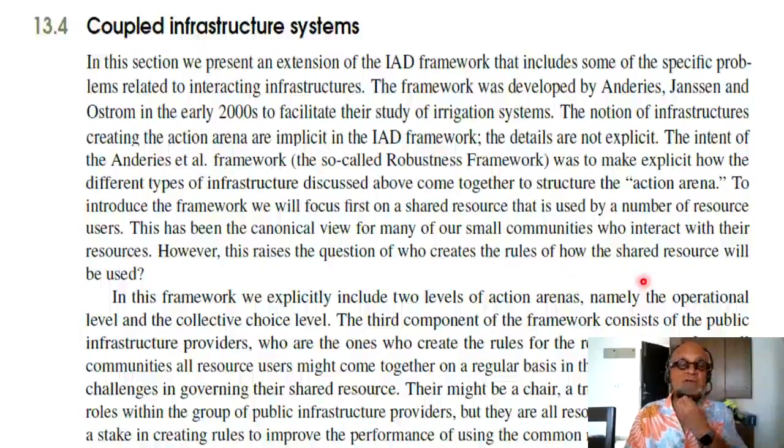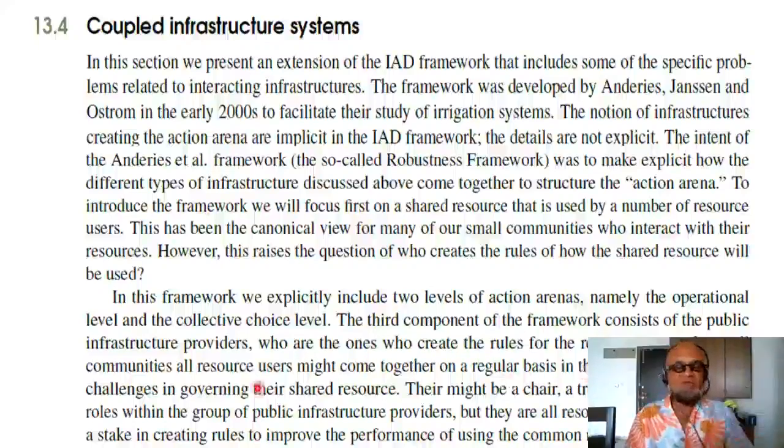So there are always rules associated with these systems, and we'll come to that in a bit more detail. In this framework, we explicitly include two levels of action arenas, namely the operational level and the collective choice level. Collective choice levels require the set of rules that are agreed upon and enforced and modulated as required by the outcomes. The third component of the framework consists of the public infrastructure providers, who are the ones who create the rules for the resource users.